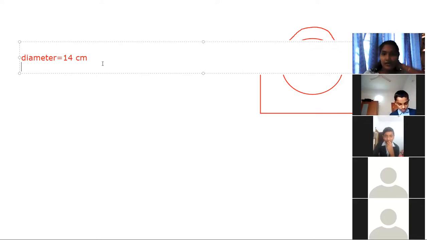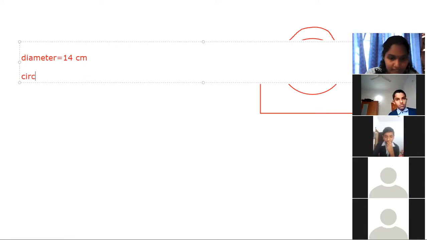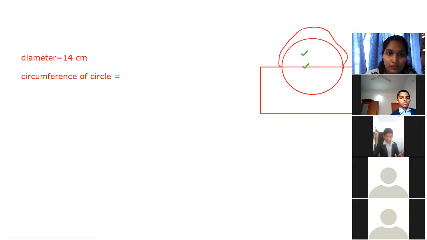Then tell me, if the diameter is given, what is the equation to find the circumference of a circle? Circumference of a circle, if you know the diameter. Equation.